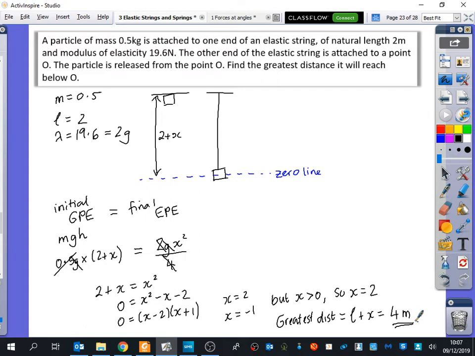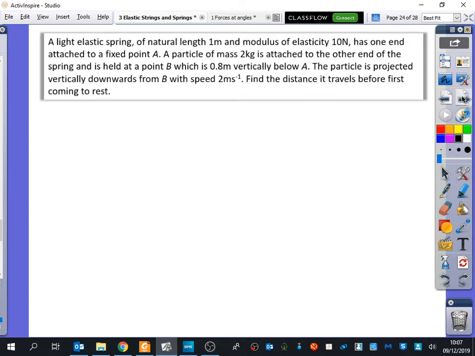Let's do a couple more of these, okay? So, what have we got this time? A light elastic spring of natural length 1 meter and modulus of elasticity 10 newtons has one end attached to a fixed point A. A particle of mass 2 kilograms is attached to the other end of the spring and is held at a point B, which is 0.8 meters vertically below A. The particle is projected vertically downwards from B with speed 2 meters per second. Find the distance it travels before first coming to rest.